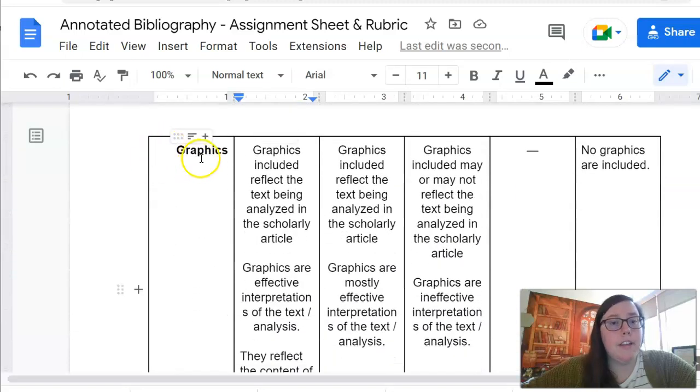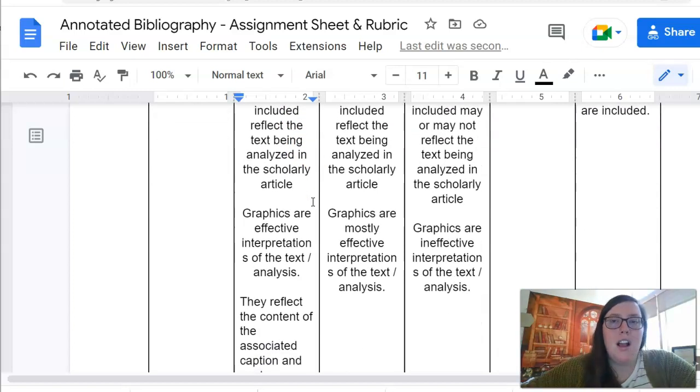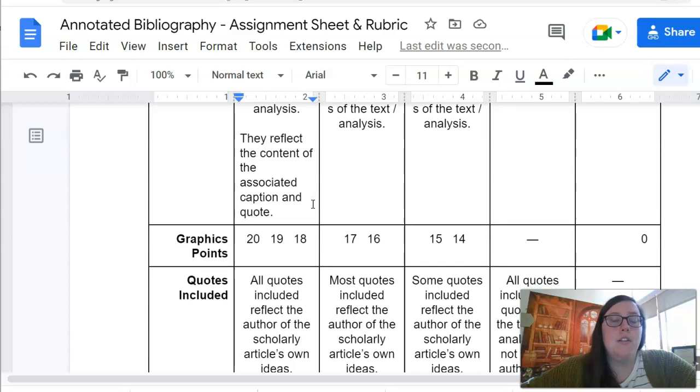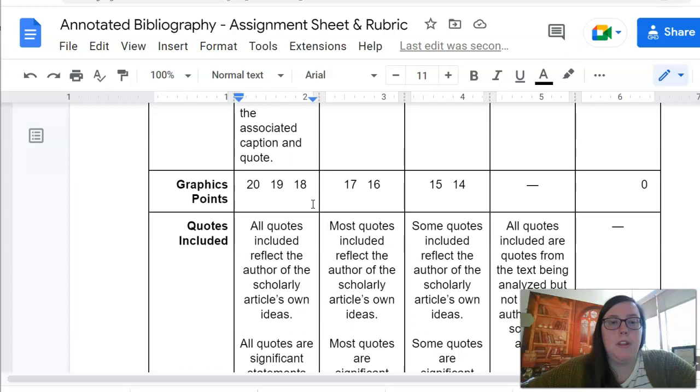I'm going to look at your graphics. Do they reflect the text being analyzed in the scholarly article, or do they connect to the ideas that the author is presenting in the scholarly article? Do they also reflect the content of your narrative captions and the quotes that might be associated with them?